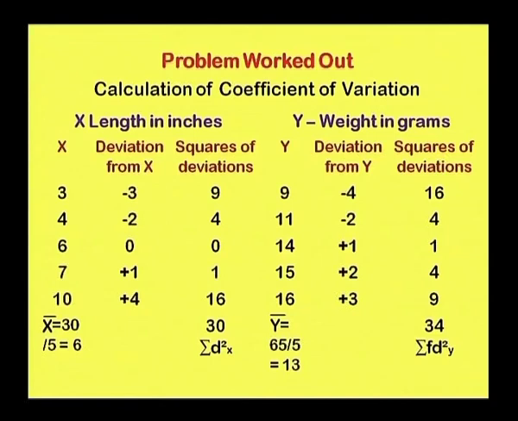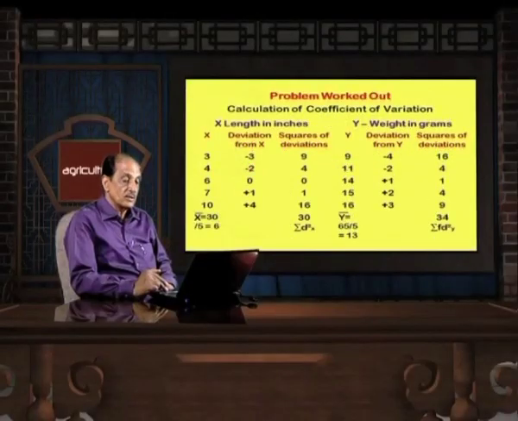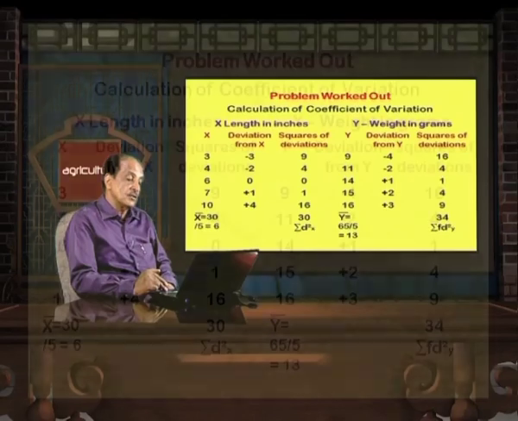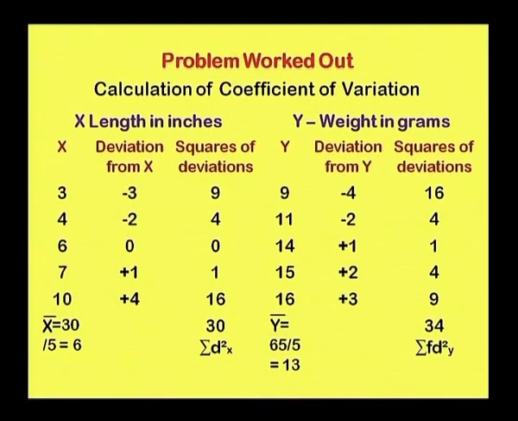Now, after that we have to square the deviations. We get 16 as the square of 4 and 4 as the square of 2. So, in this way we have squared the deviations, and the summation of squares of deviations is 34.